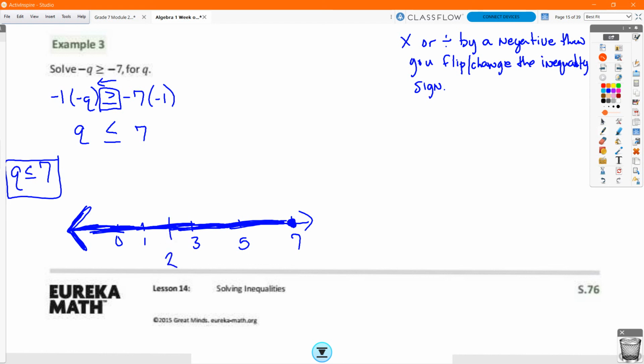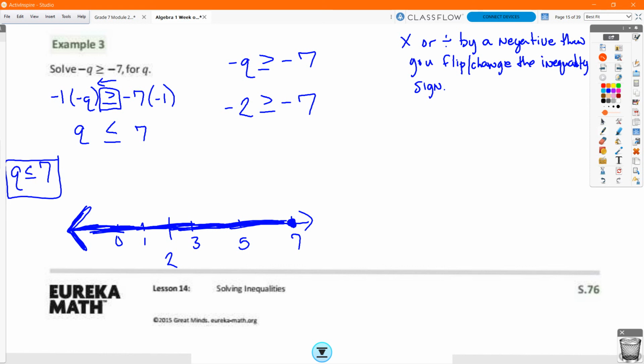Let's go back to the original expression. Negative q is greater than or equal to a negative 7. Substitute 2 in for q. Negative 2 is now greater than or equal to a negative 7. Okay, is this true? It is. It is true. Based on our information, it's true.